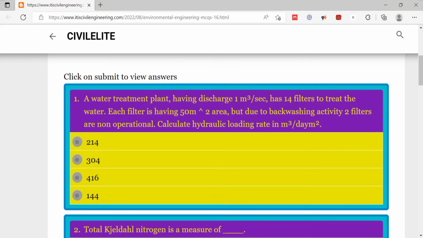And this will get in meter cube per second meter square, but we are asked to find it in meter cube per day meter square. So we'll multiply this whole thing with 24 into 60 into 60. That is, in one day we have 24 hours, in 1 hour 60 minutes and 1 minute 60 seconds. So it will be 1 upon 12 into 50, and this whole thing multiplied by 24 into 60 into 60. So on solving this, we'll get it as 144 meter cube per day meter square.